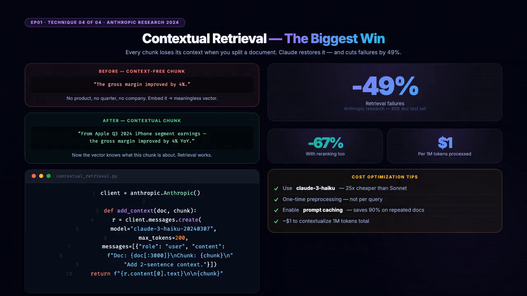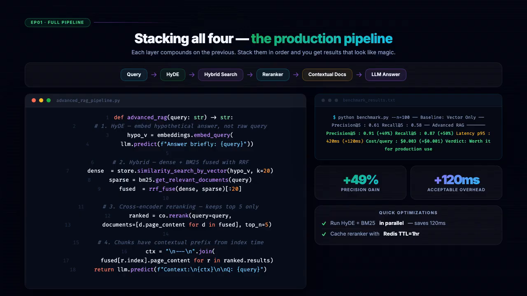There is one more technique that belongs in every production RAG pipeline, and Anthropic published the research that proved it. It is called contextual retrieval. The problem: when you split a long document into chunks, each chunk loses the context of where it sits. A chunk might say, the policy was updated in Q3. Updated from what? What policy? That context lived in the paragraphs before it, which are now in a different chunk.